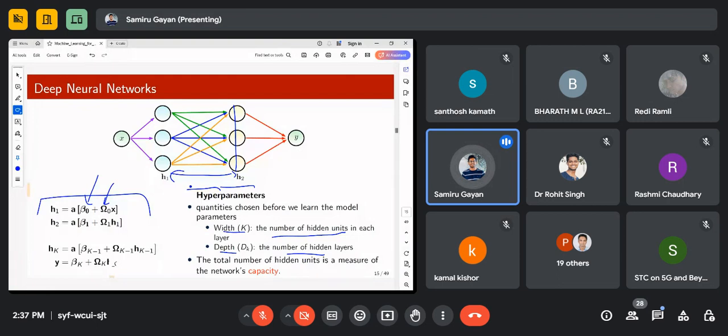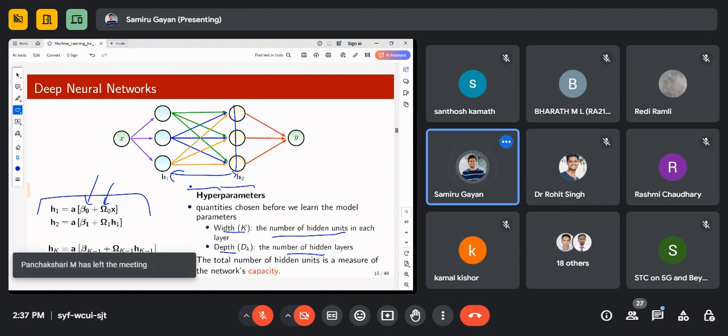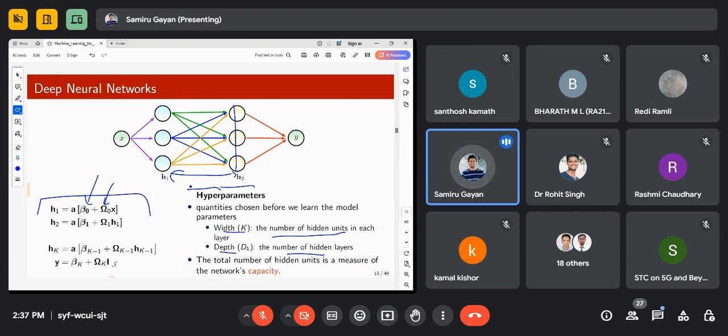For example, you may have a problem and need to decide what the width and the depth should be. There's no straightforward way to do that. You need to test it and come up with the best approach. The total number of hidden units is a measure of the capacity of the network, how well it can perform. If it is too good, then it will be difficult to generalize your ideas to normal problems.